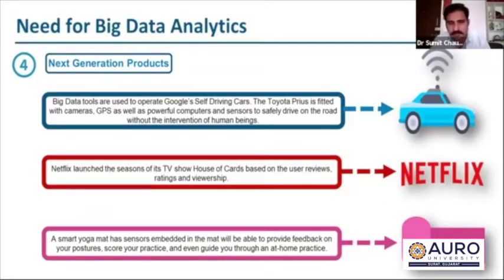Next one I want to take is the smart yoga mat. The smart yoga mat has sensors embedded in the mat, and will be able to provide feedback on your posture, score your practice, and even guide you through an at-home practice. So that kind of smart yoga mat will tell you where you are making a mistake, and how you can overcome the mistake in the near future. So that will also be an example of big data analytics using past data of what you have done, right?